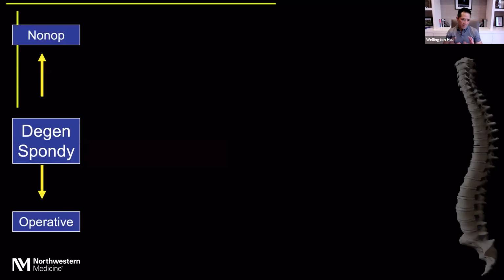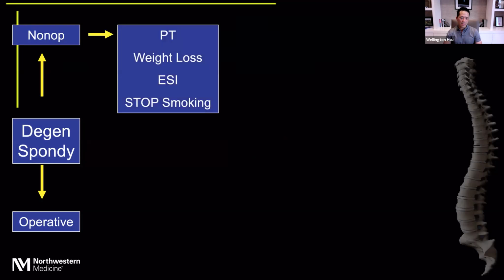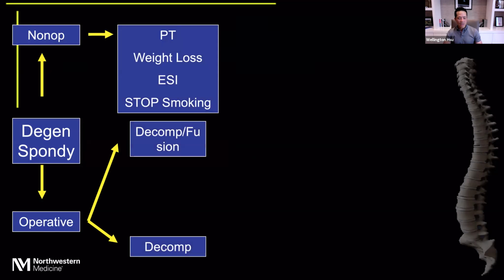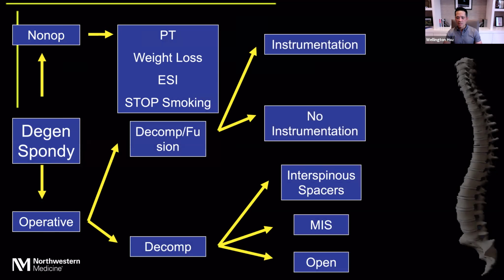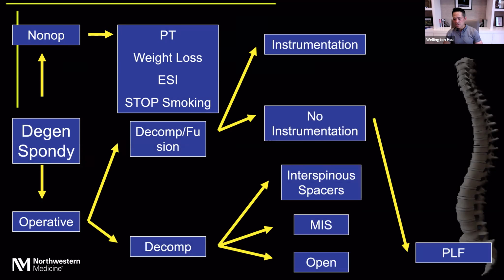This is my algorithm when I think of degen spondy. This is just one type of pathology that we deal with on a regular basis. So a lot of these patients don't need surgery, we know that. But if you decide to do an operation, we can divide patients into a decompression and fusion versus just a decompression. We know that we can just do a decompression alone in some individuals. There are interspinal spacers as one type, MIS, open type of decompressions. If we use a fusion, we can choose the instrumentation or no instrumentation.